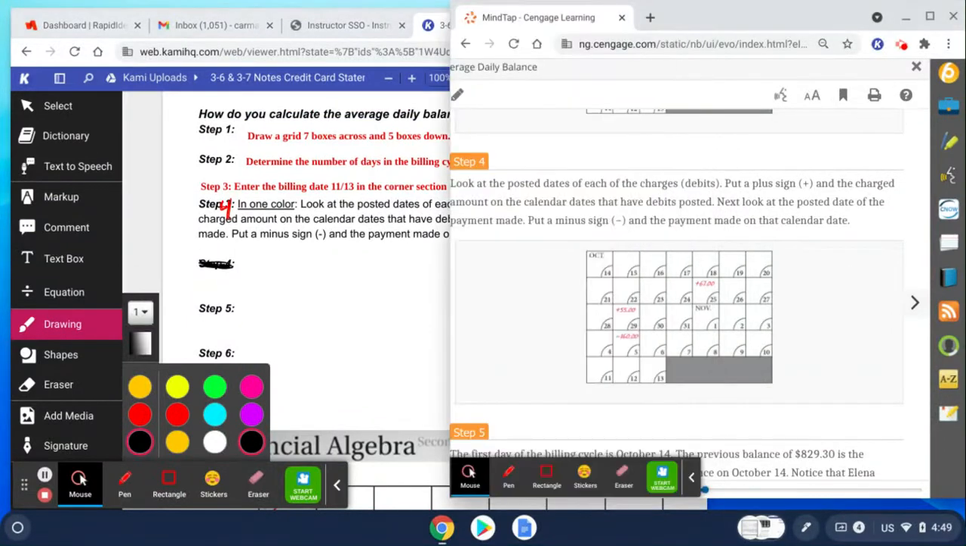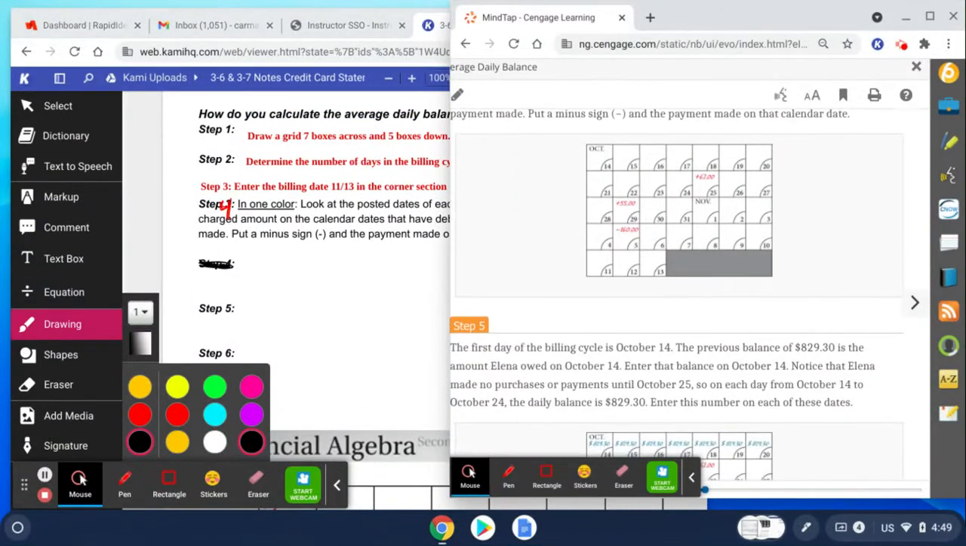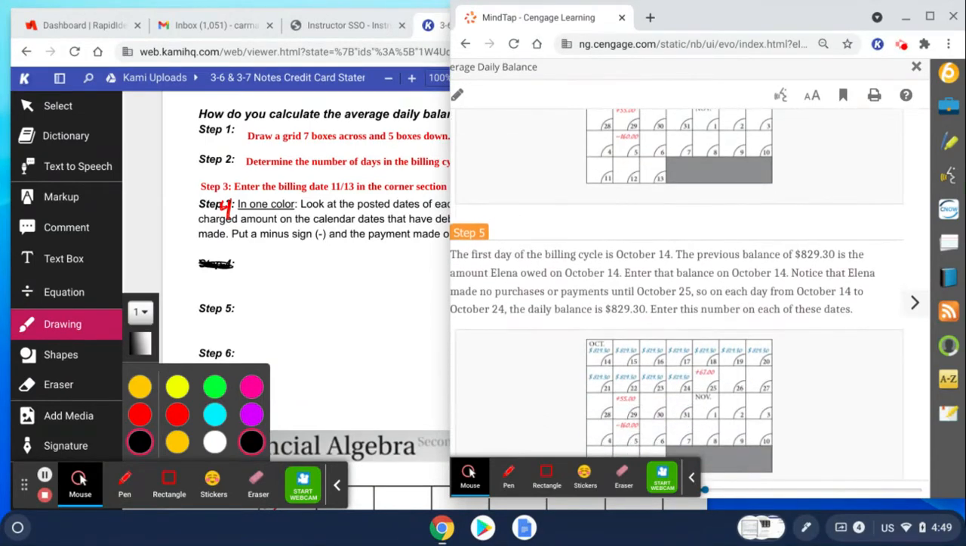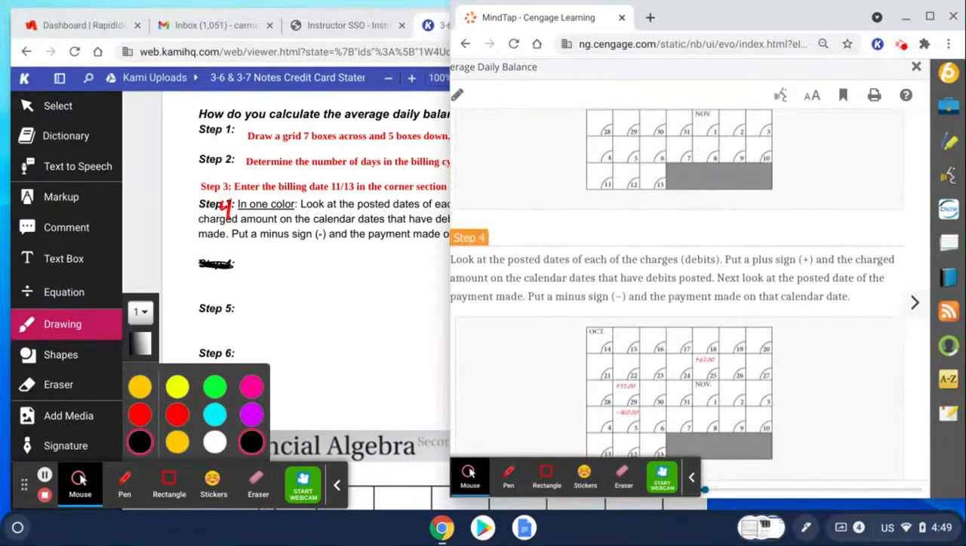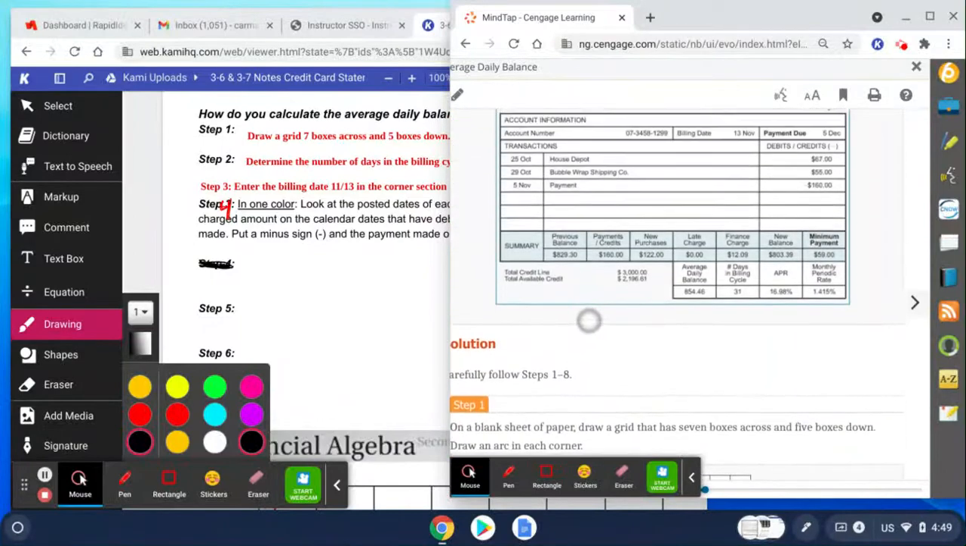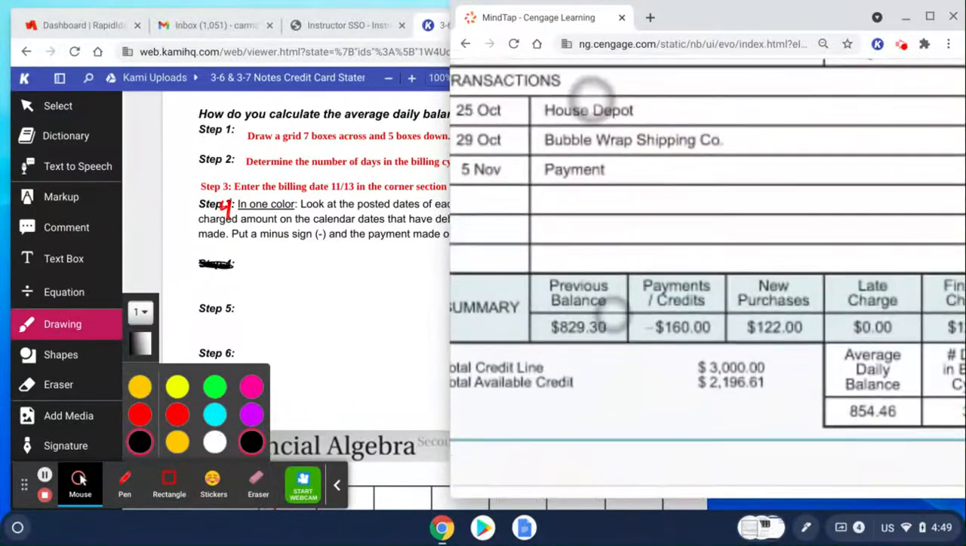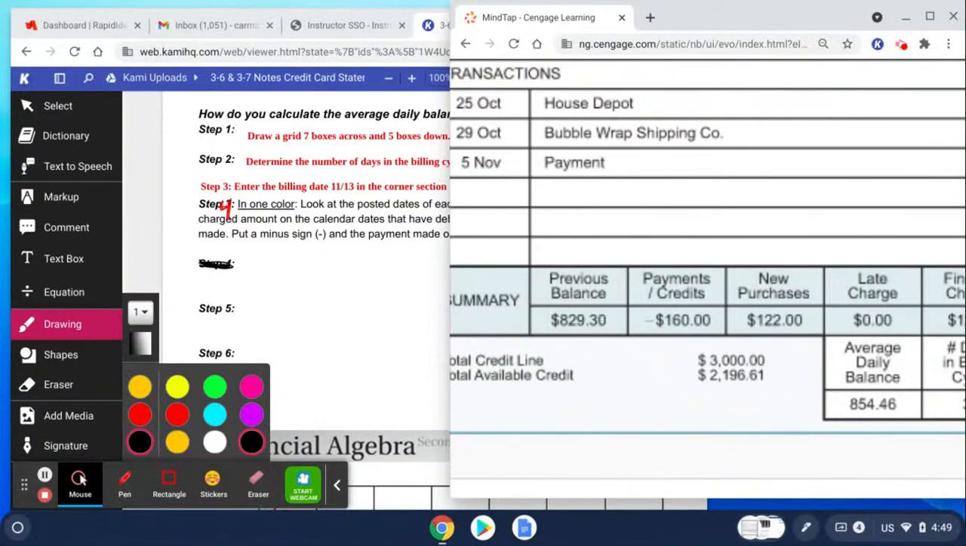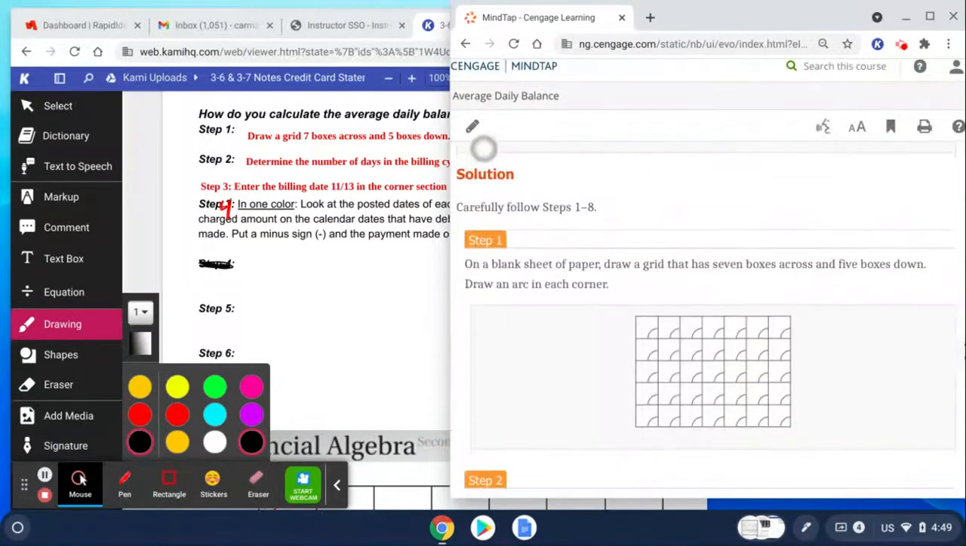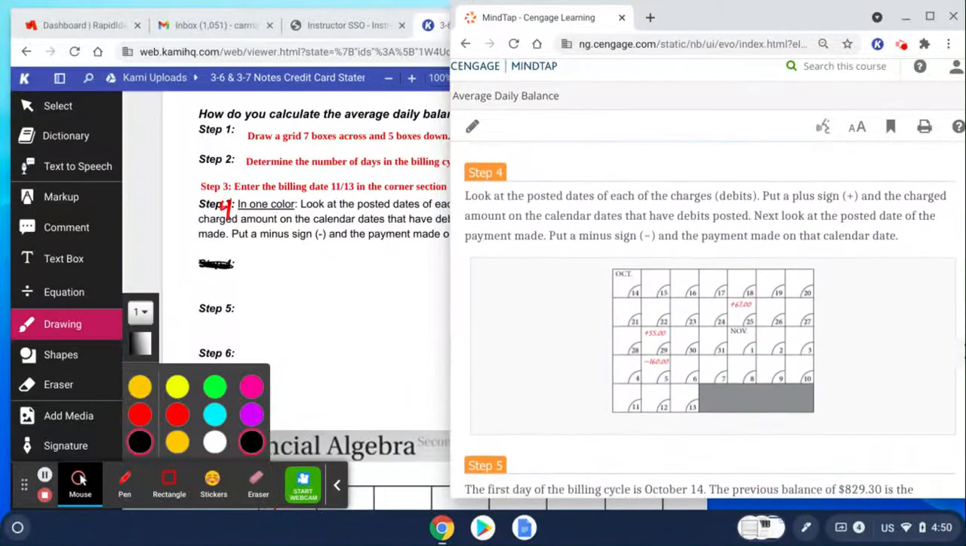Okay, step five. The first day of the billing cycle is October 14th. The previous balance of $829.30 is the amount owed. So let's go look at her statement again really quick. Do you see that her previous balance right here is $829.30? That's what we're going to show as the starting balance on that calendar. So let's go look at how they're showing that.